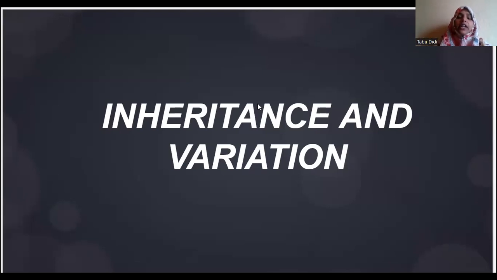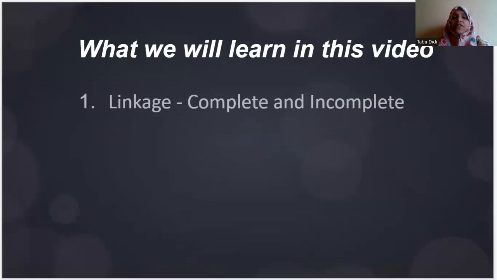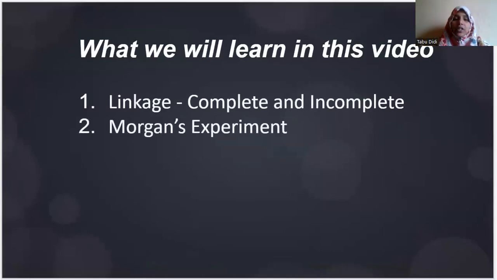Because of genetic recombination, because of crossing over, you will have two different types of progenies: the parental type progenies and the recombinant type of progenies that will be produced. So in this video, we are going to see the two types of linkage, complete and incomplete, which was put forth by Morgan's experiment.